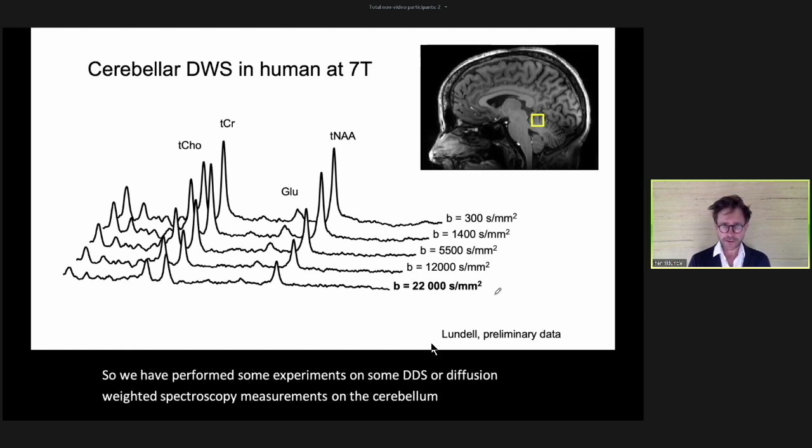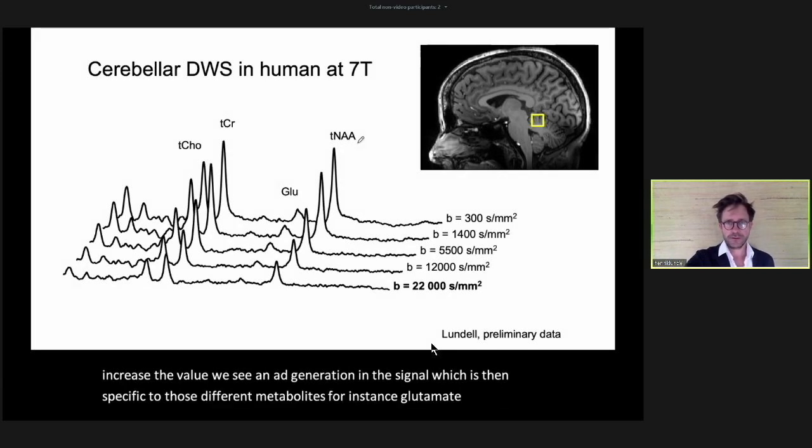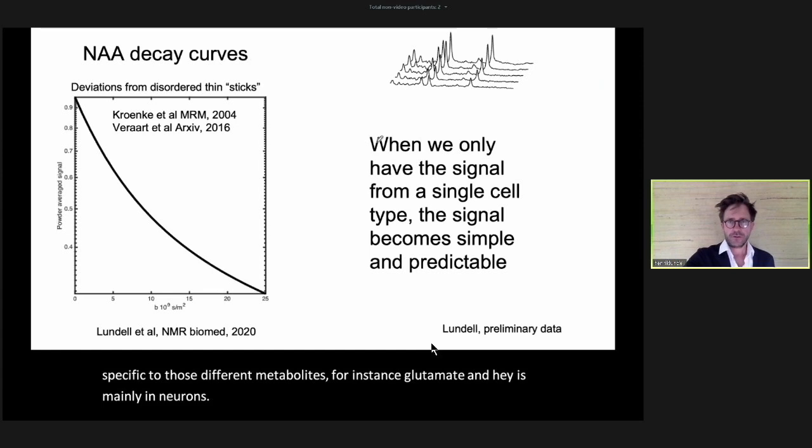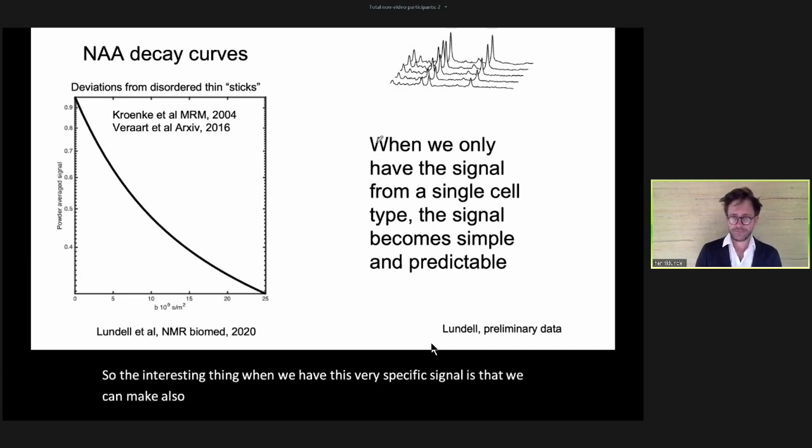Tesla. And what you can see here is the spectra at different b values. So when we increase the b value, we see an attenuation in the signal, which is specific to those different metabolites. So for instance, glutamate and NAA is mainly in neurons. The interesting thing when we have this very specific signal is that we can also make some more specific hypotheses on how the signal will behave.